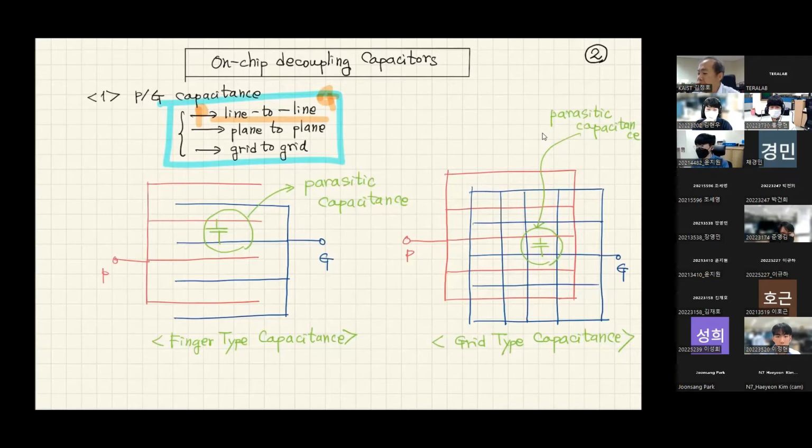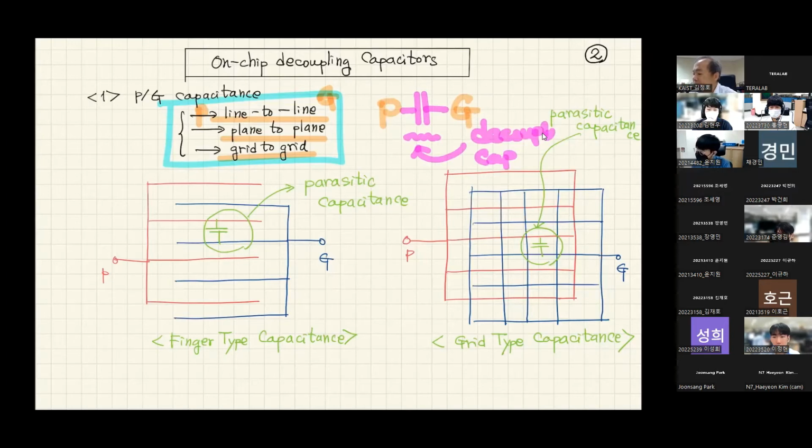Also inside the chip, we can have some grid type capacitance or some partially plane-to-plane capacitance. So inside the chip, if you have power metal and if you have ground metal, between them, you're going to have capacitance. This capacitance will partly serve as decoupling capacitance.